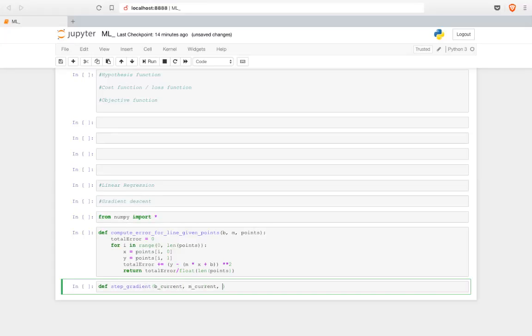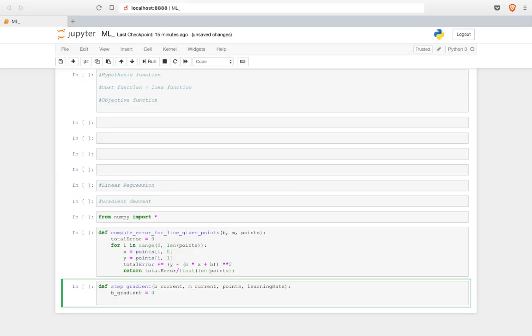So points is nothing but your data frame, your common data frame. So this is step gradient, and this is your initial values, b gradient and m gradient. So this is nothing but your initial values.